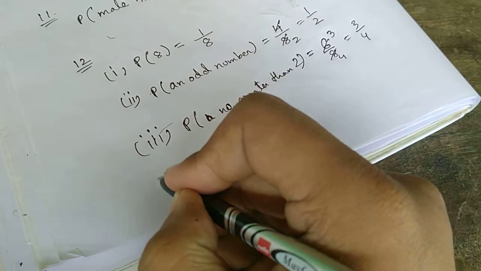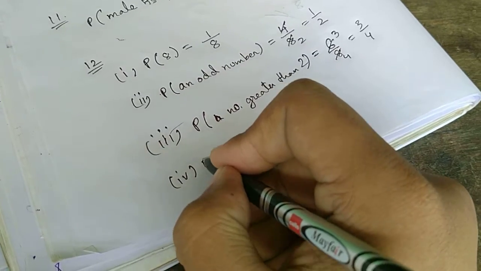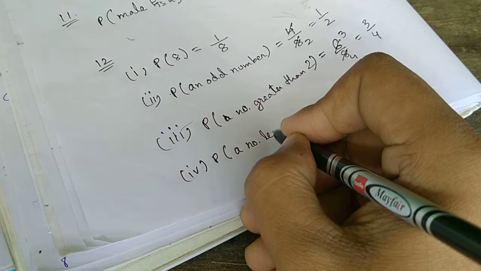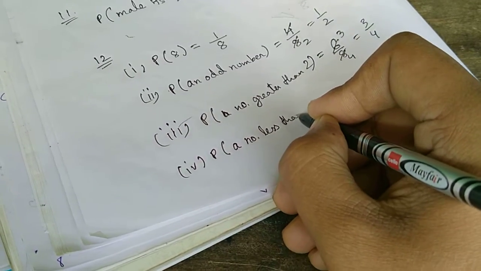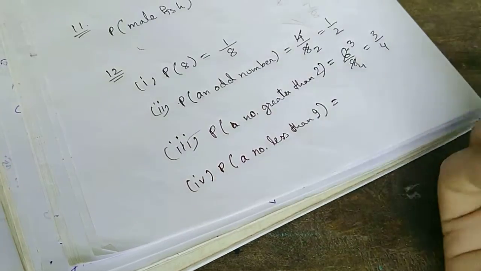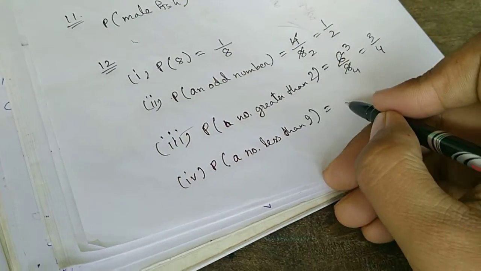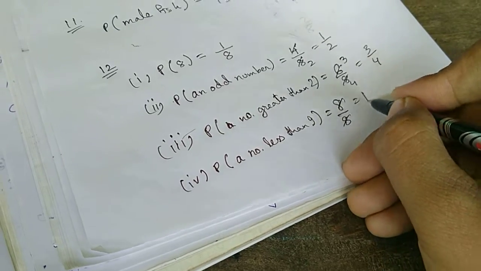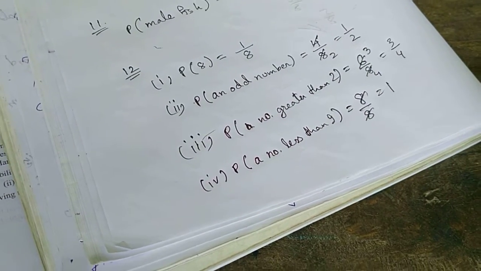Fourth part, what is there? A number less than 9. So what is the probability of less than 9? All will be less than 9. So that means all 8 will come out of 8. That means the answer is 1. Okay.